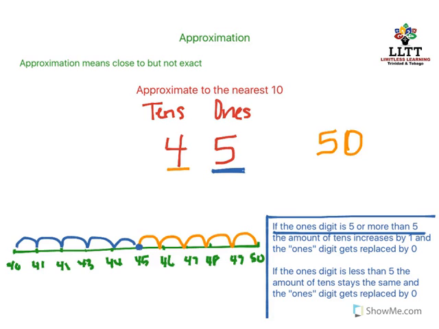But because our rule says that if our digit is 5 or more than 5, we always approximate to the higher tens value. So when our digit is 5, we still increase the number of tens and then replace the ones digit with a 0. Again, let's look at another example.